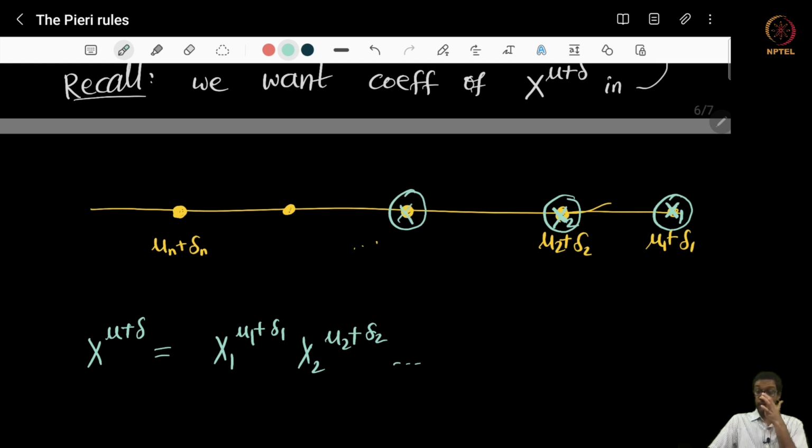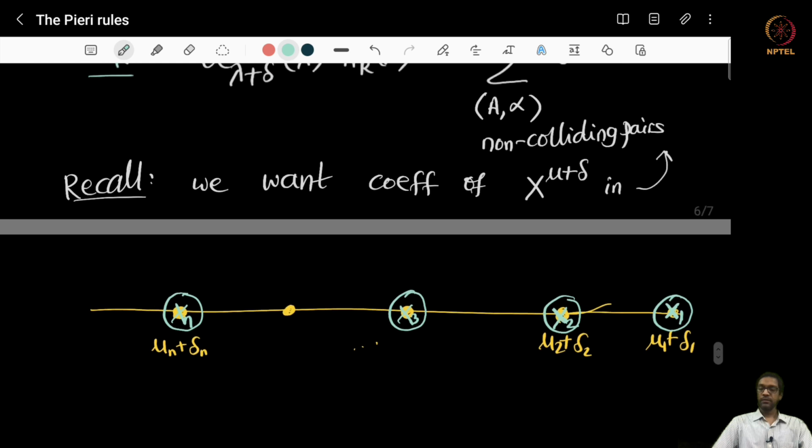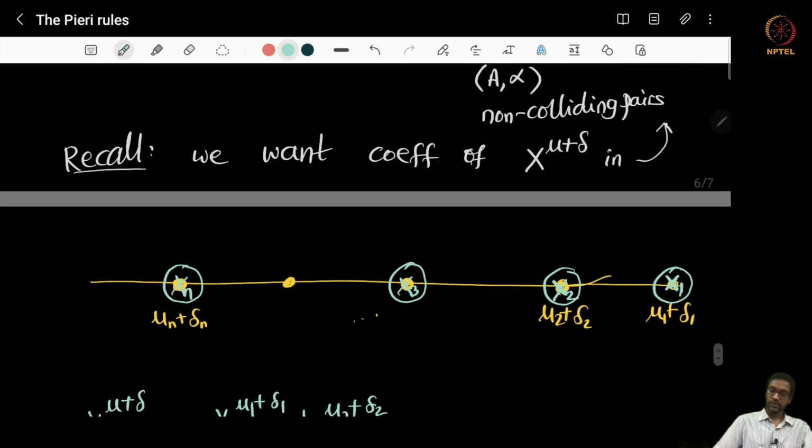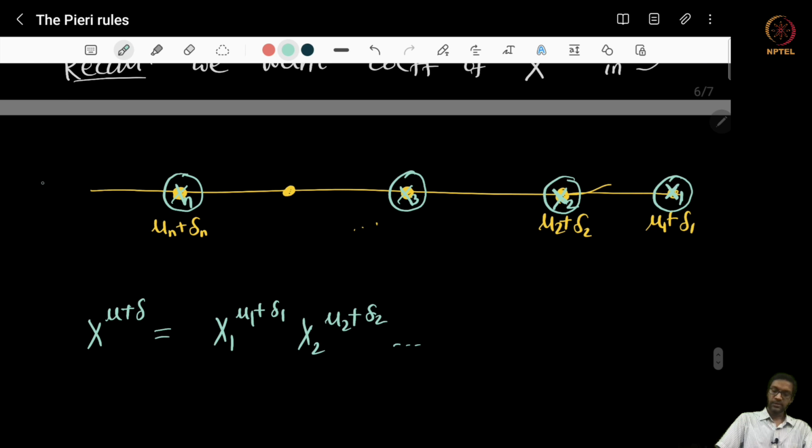So the beads actually have to appear in their natural order, right to left, x1, x2, x3 till xn, and they must be located in positions mu1 plus delta 1, mu2 plus delta 2, and so on. Okay. Now this is the final abacus that I'm interested in. So the question is, for which A's and alphas can A plus alpha give me this abacus? So that's my final question. So this is the abacus I want.